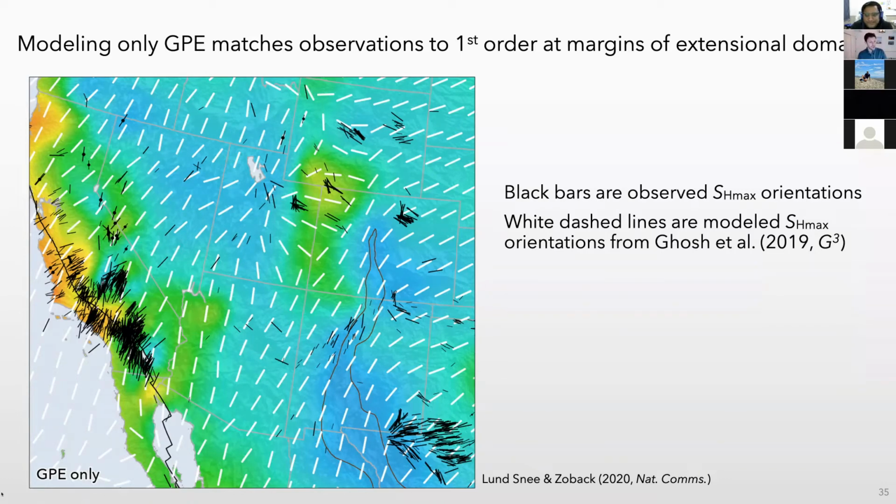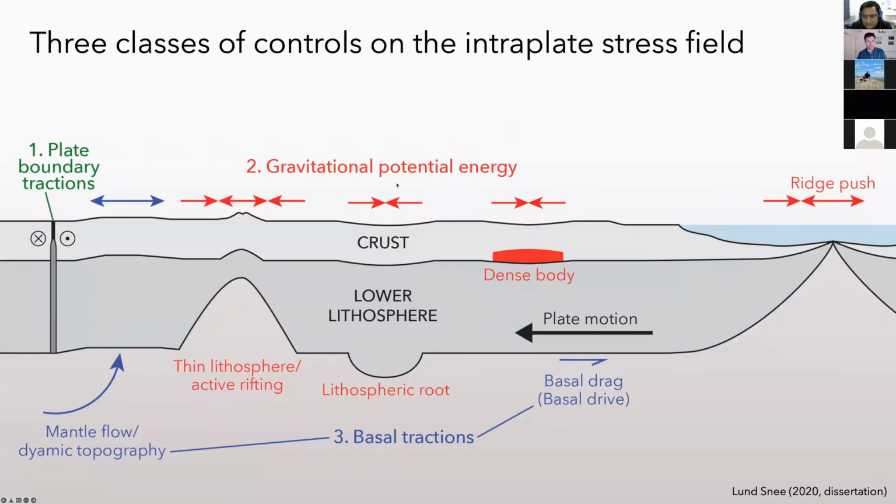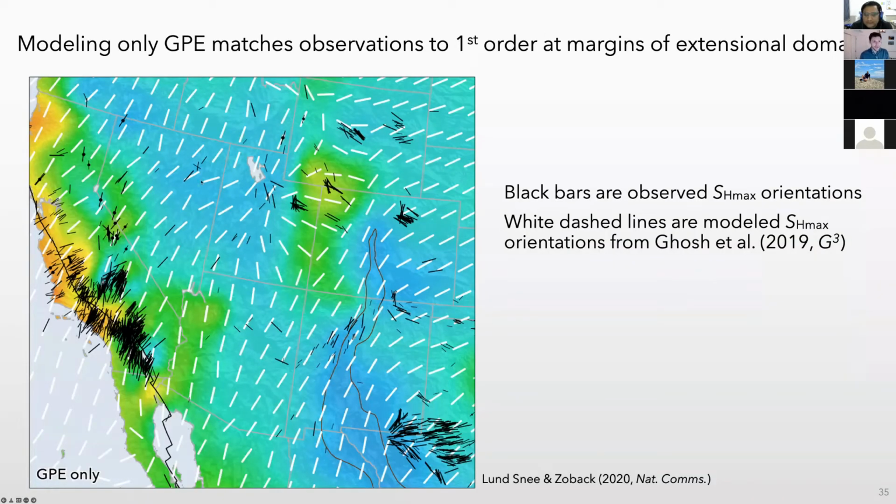So if you look at just the gravitational potential energy differences, just this class of sources, this is the stress field that you would predict in SHmax orientations for those. And of course, they are limited to working with a fairly coarse data set for gravitational potential energy differences. And what you see is a reasonable match in some places. The SHmax orientations at the margins of some of these extensional domains, like the Rio Grande Rift here, or the Basin and Range province here, are pretty good. In other cases, not so good.